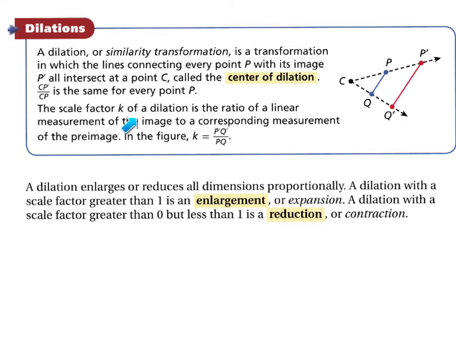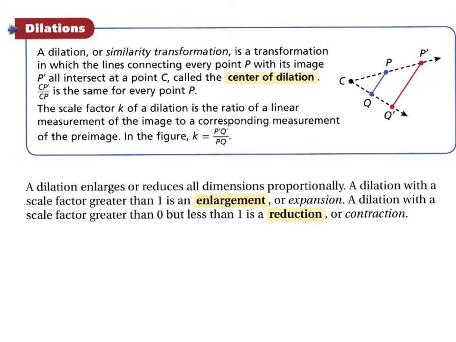The scale factor, K, of a dilation is the ratio of a linear measurement of the image to a corresponding measurement of the pre-image. In the figure, the K, which would be your scale factor, could be represented by P prime Q prime divided by PQ. So a dilation enlarges or reduces all dimensions proportionally.